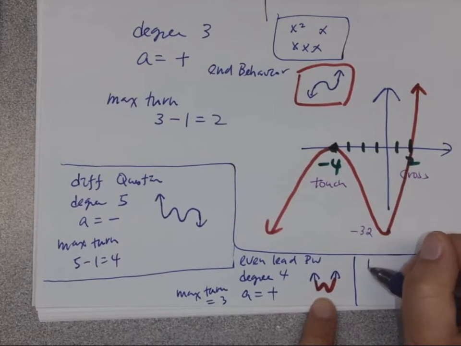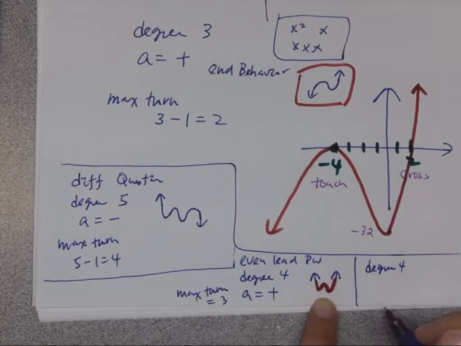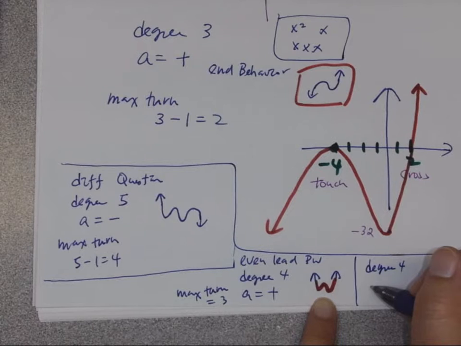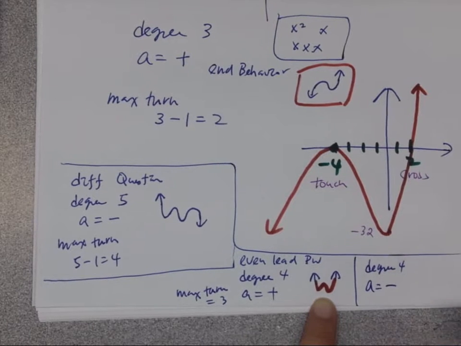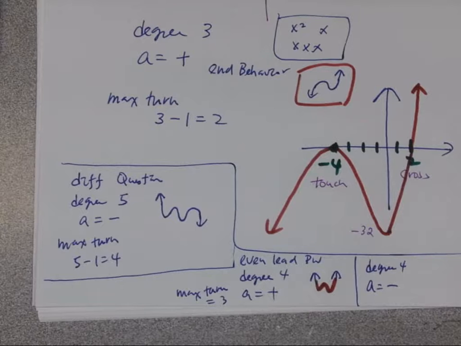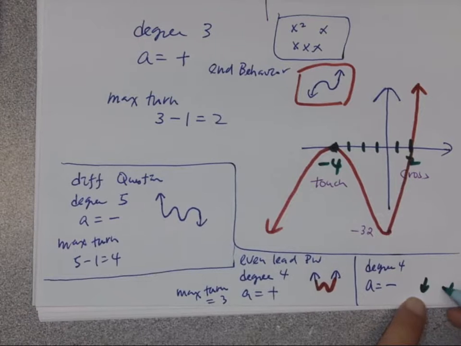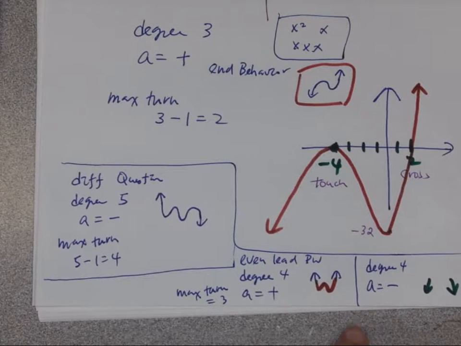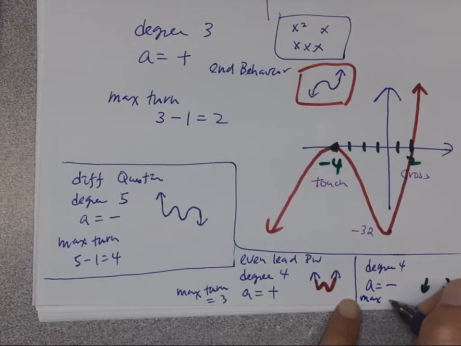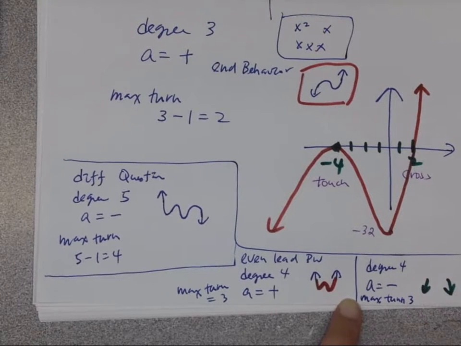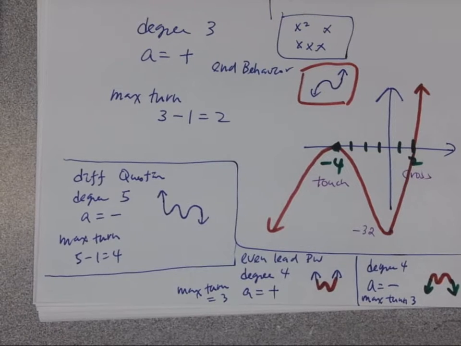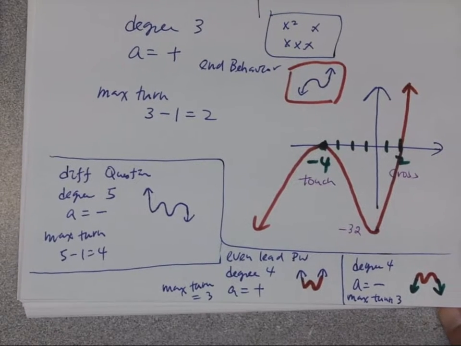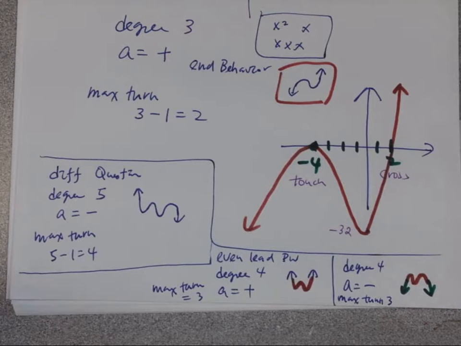So very similar, degree 4 with maximum turn is 3, but a is negative. A negative is going to be both sides down. And maximum turn again is going to be 3. So similar, 1, 2, 3. So it looks like an M, something like that. So I don't know which one is going to be on the final. They are all possible, okay? So you need to know all of them.